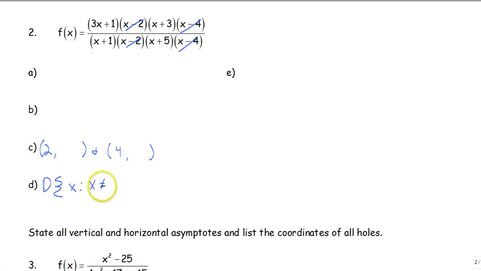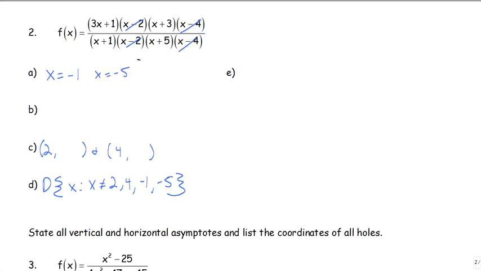X cannot be 2, 4, -1, and -5. I just got that from the fact that what makes the bottom 0? All 4 of those things. We used 2 and 4 for the holes. The remaining ones are your vertical asymptotes. So, up here at part A, which is my vertical asymptotes, x equals -1 and x equals -5. So I have all those parts down.